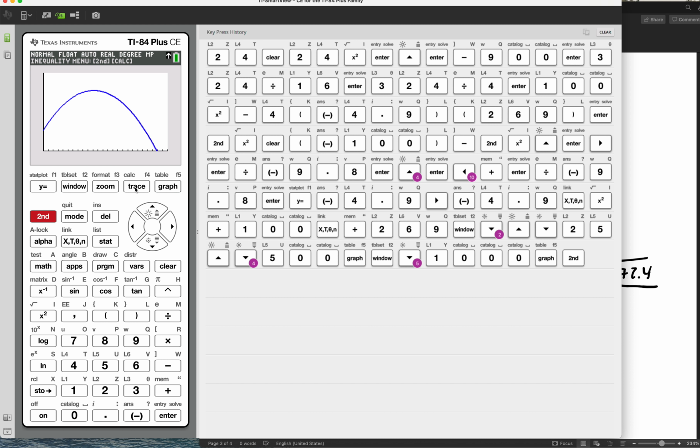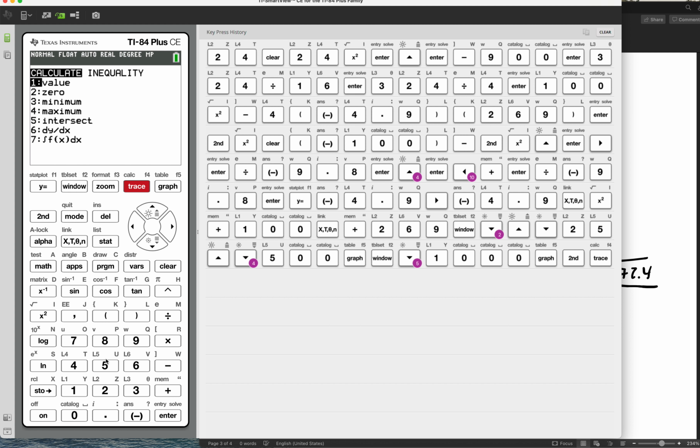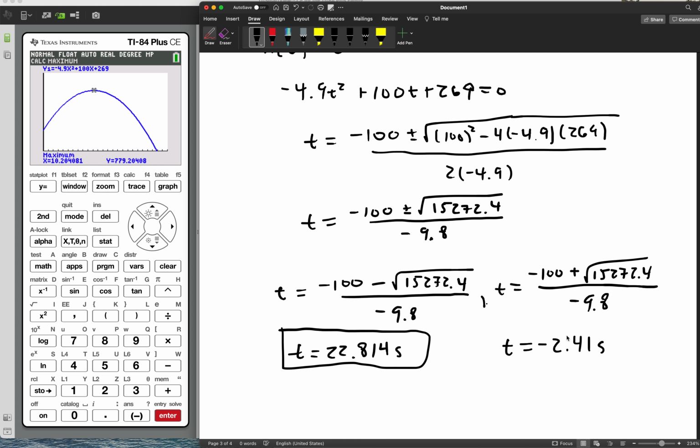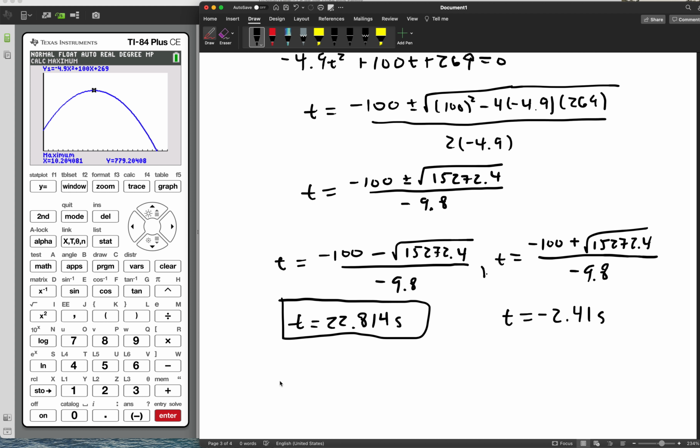So we want to do second, calc, maximum. That's option 4. Make sure your cursor is on the left of the maximum. Press enter. Make sure it's on the right of the maximum. Press enter and press enter again. So the maximum value, or maximum height, is going to be given by this. So max height is y equal to 779.204 feet.